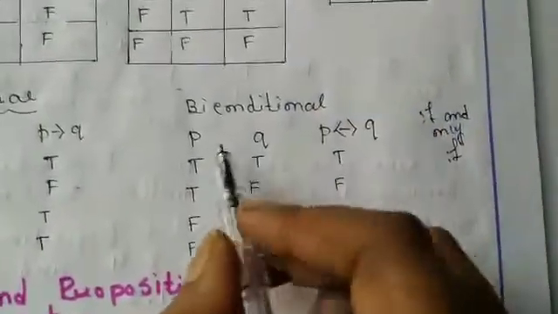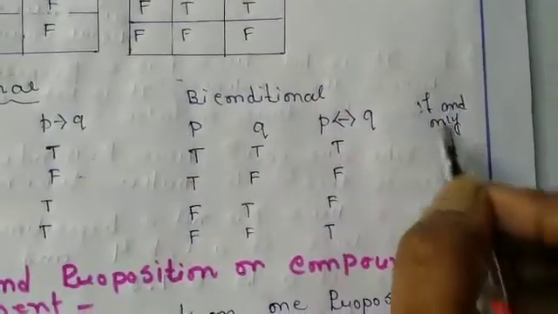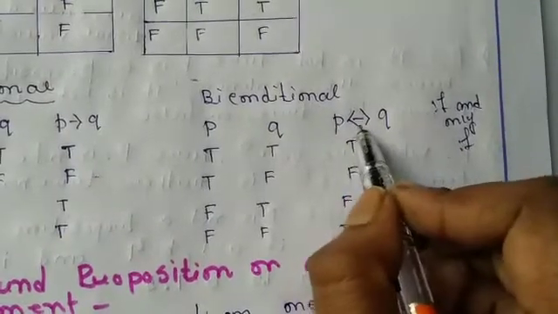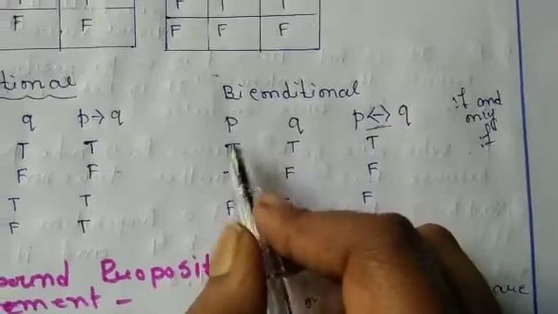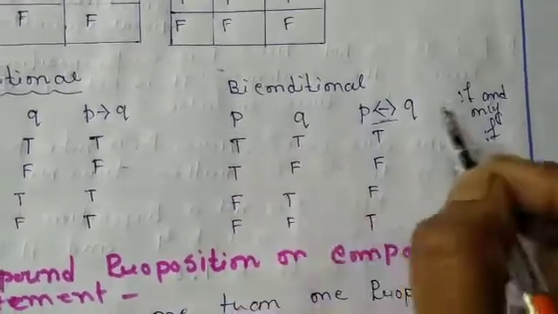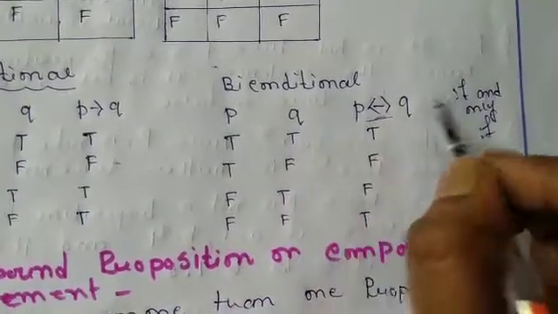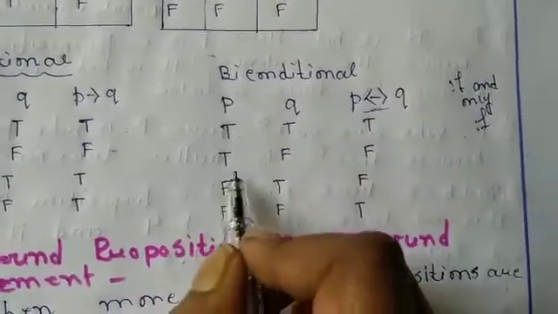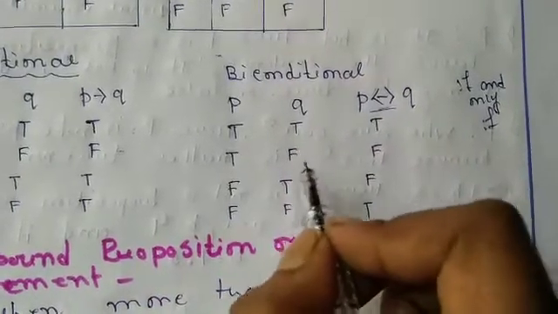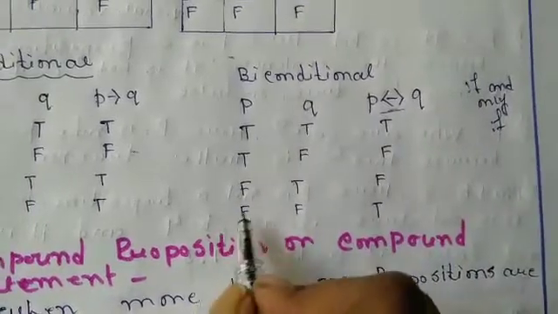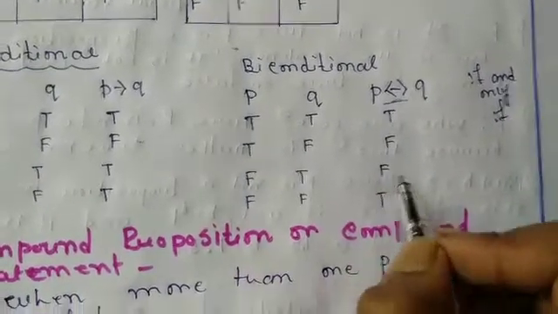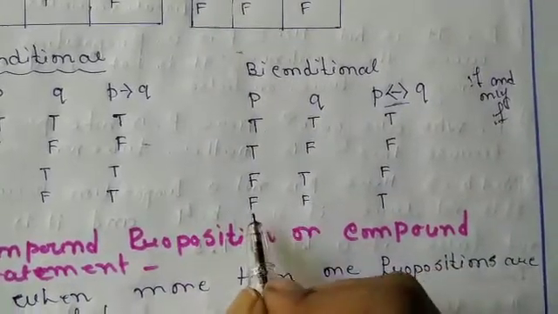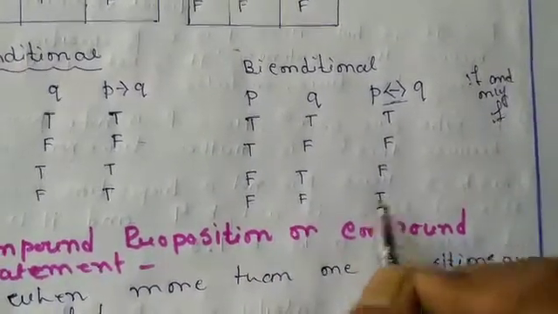Biconditional is also known as if and only if. This is the sign of biconditional. So if P is true, Q is true, then P biconditional Q will be true. If P is true, Q is F, then the answer will be F. If P is F, Q is true, then the answer will be F. If both the propositions P and Q are false, then it will be true.